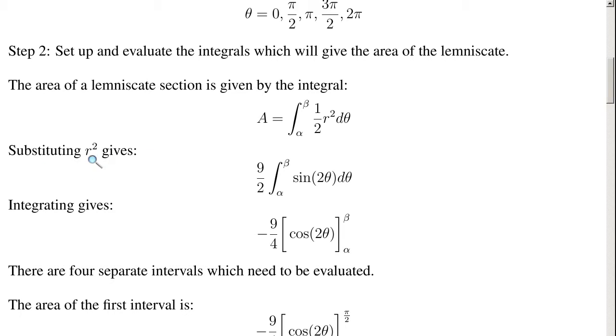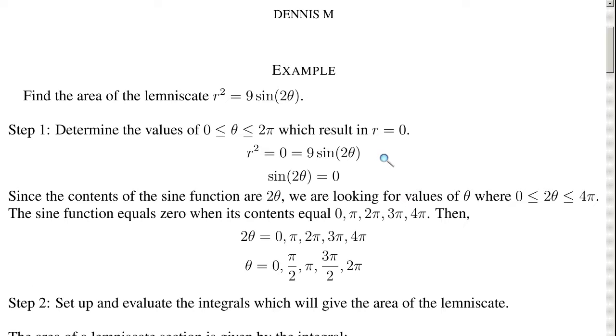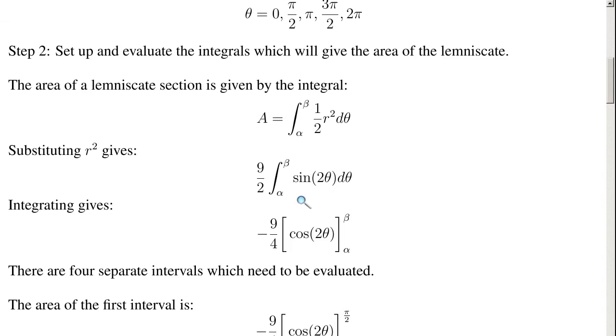Okay, but remember that we're given a formula for r squared. In the question, r squared equals 9 sine 2 theta. So we can substitute this for r squared. We can just put 9 sine 2 theta right in there. The 9, just pull it out in front, and the 1/2, pull it out in front. So now we have 9 over 2, integral from alpha to beta, sine 2 theta d theta. Okay, this doesn't look so bad. Now we can go ahead and perform the integral.